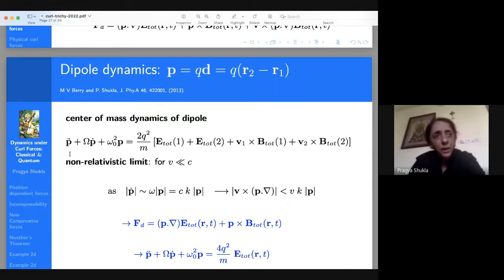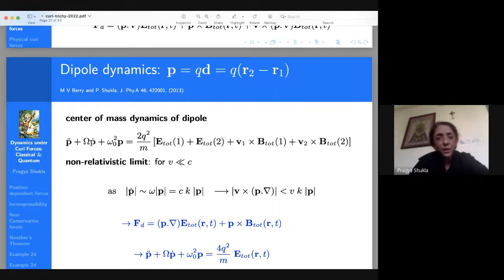The dipole is oscillating like an ideal spring, subjected to friction, as well as forced oscillations. You must have seen this equation many times, where this side is given by some kind of general external force. P double dot, omega is the damping, omega 0 is the natural frequency, and you have to solve this equation to work out P.